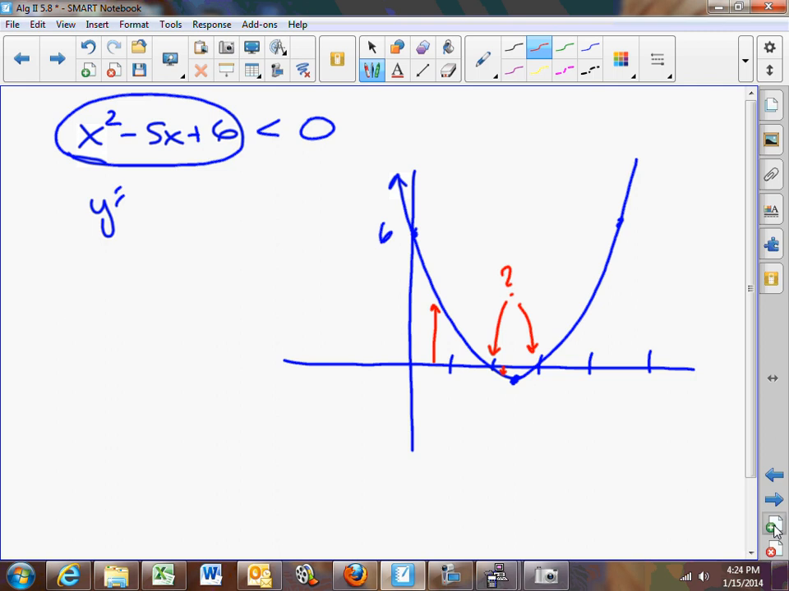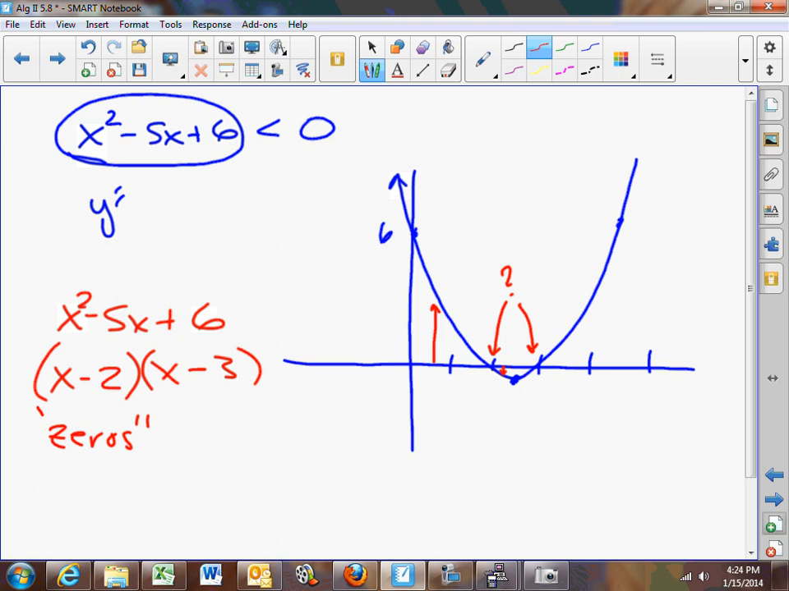If we take x squared minus 5x plus 6 and we factor this, notice we're looking for two numbers that multiply to give positive 6 and add to give negative 5. Well, that's negative 2 and negative 3, because negative 2 plus negative 3 is negative 5, and negative 2 times negative 3 is positive 6. Now, the zeros are the numbers that you would put in for x to make each of those binomials equal to 0.